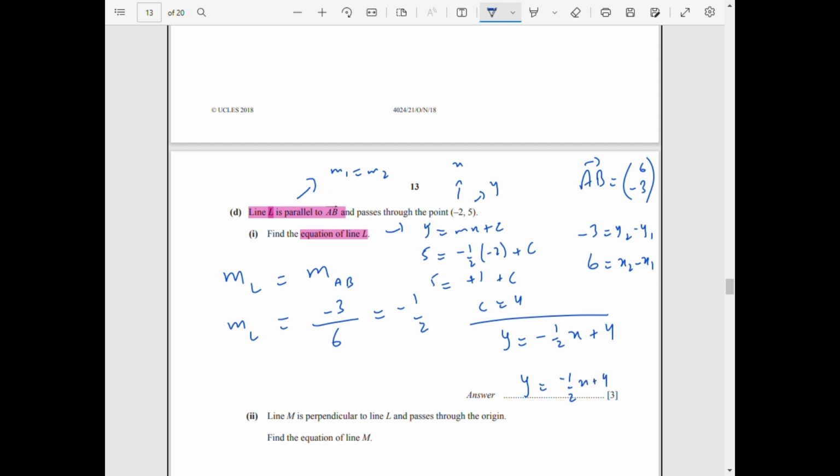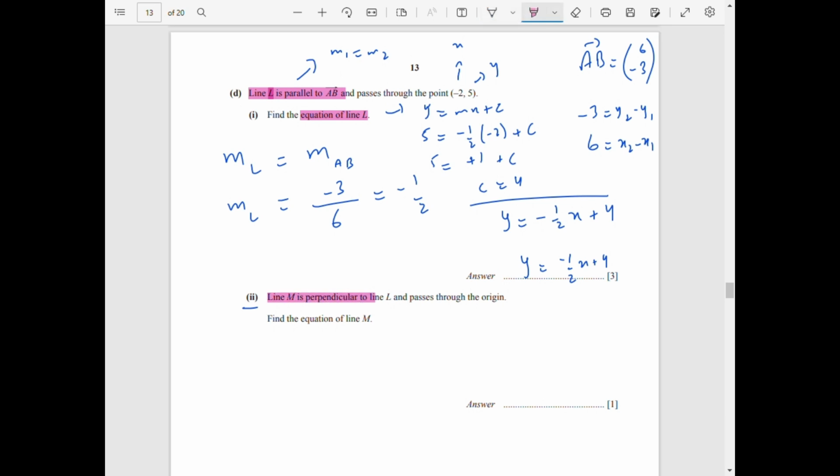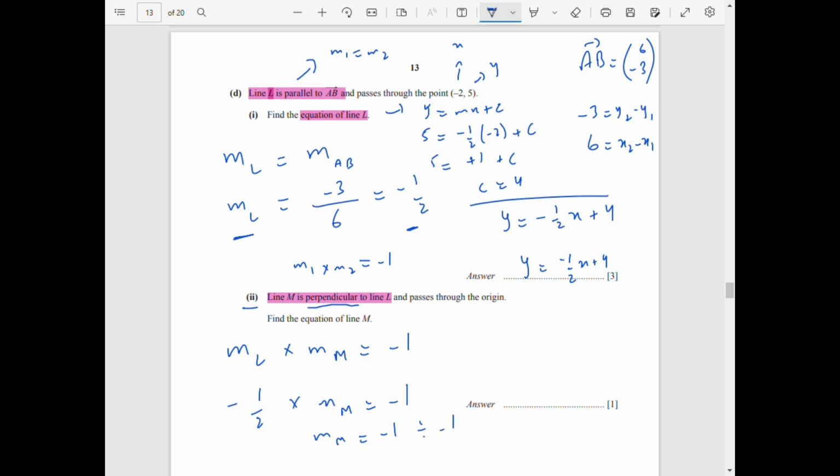Okay. For subpart 2 and the last part of this question, line M is perpendicular to line L. This is what we just discussed, that the gradient of line L times the gradient of line M should equal negative 1. That is the formula we use for two lines which are perpendicular, right? We know the gradient of line L right here. It was negative half. So you can put it here and find the gradient of line M, which would be this, or you can simply say it should be positive 2.